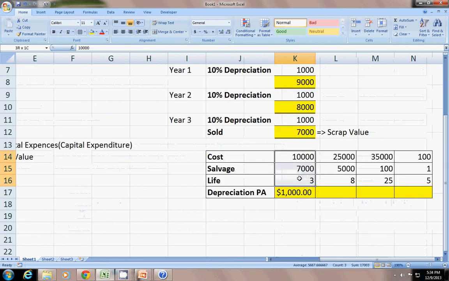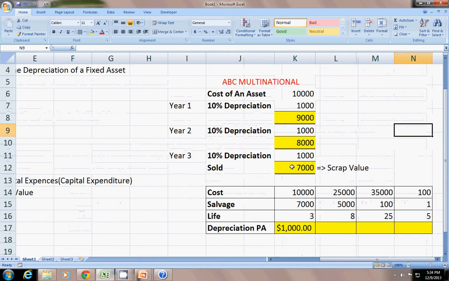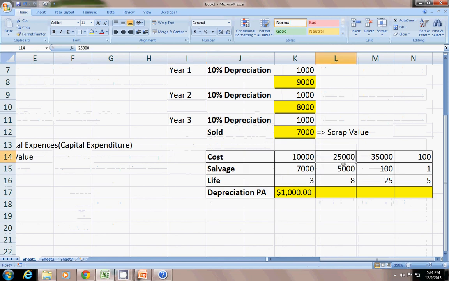This is the same example which I have taken from above: the cost of the asset is this, then the salvage is this, and the life is 3 years. Let's take another example: cost of the asset is 25,000, salvage is 5,000, life is 8, equals SLN of cost, comma, salvage, and life. So it means our depreciation per annum is charged at 2,500.